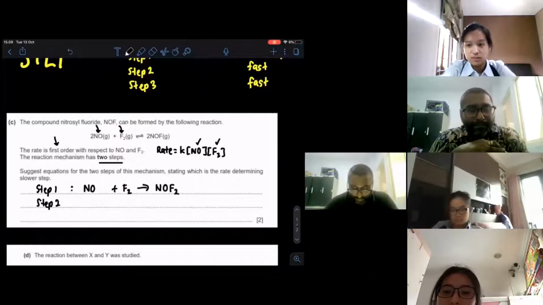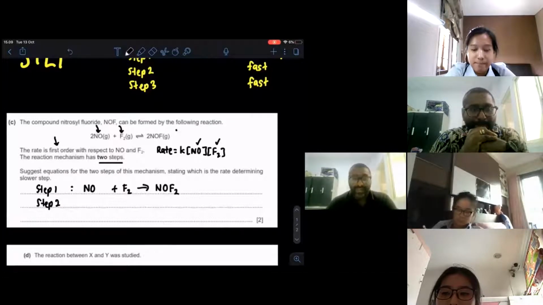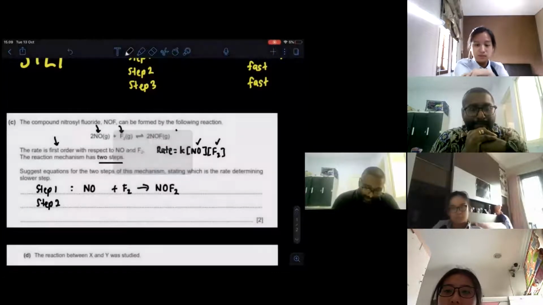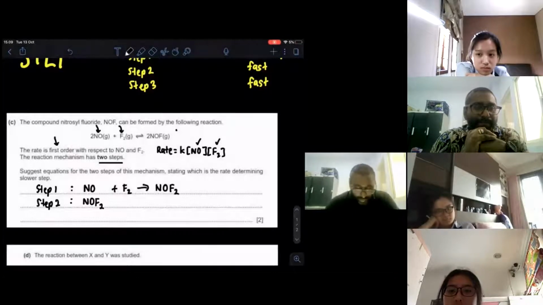So you notice that NOF2 is not in the product in this equation. So probably that is the one that I created, the intermediate. In this case, what I'm going to do is I need to eliminate this NOF2. I need to figure out a way how to eliminate that.